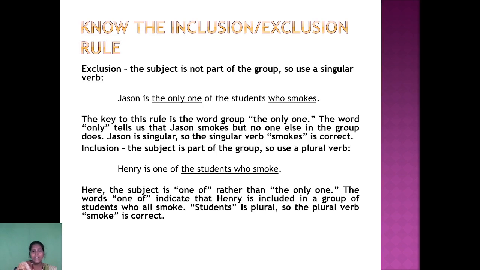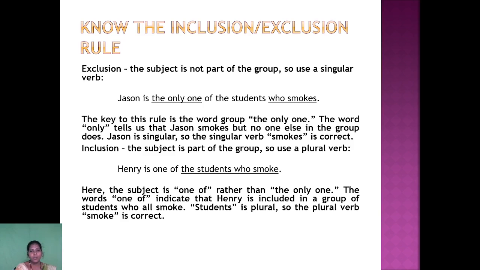The singular subject is Jashan and the singular verb is smokes, because Jashan is third person singular. Then, Henry is one of the students who smoke. Here the subject is "one of" rather than "only one." The phrase "one of" indicates that Henry is included in a group of students who all smoke.